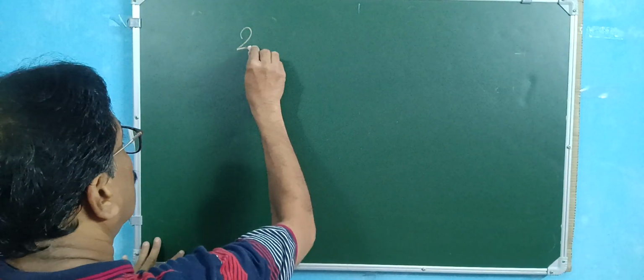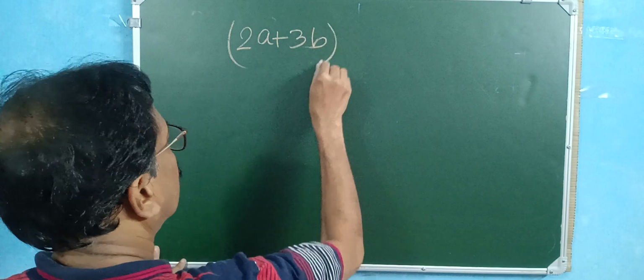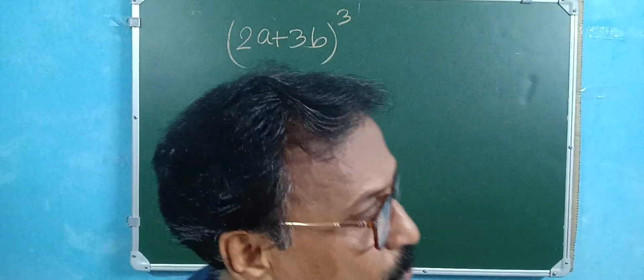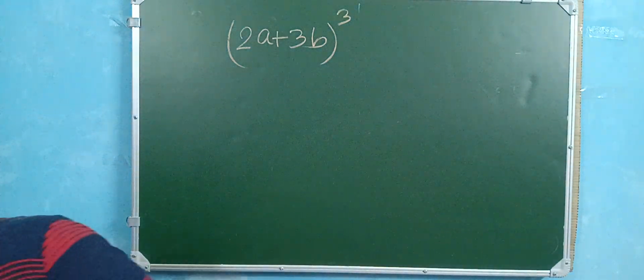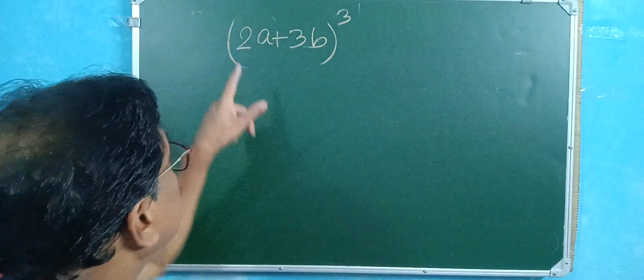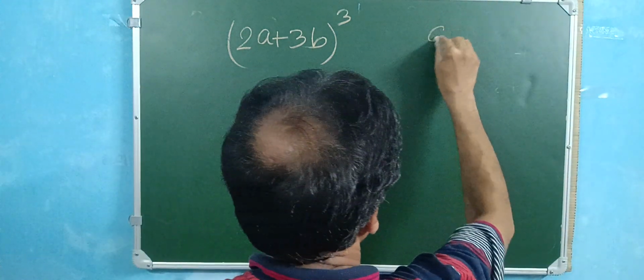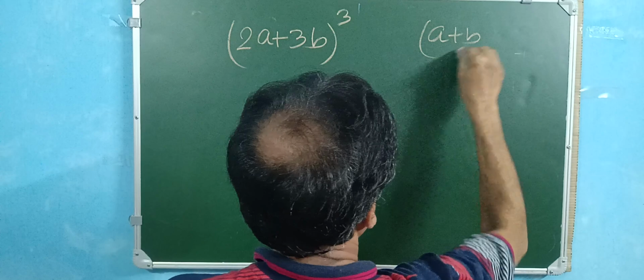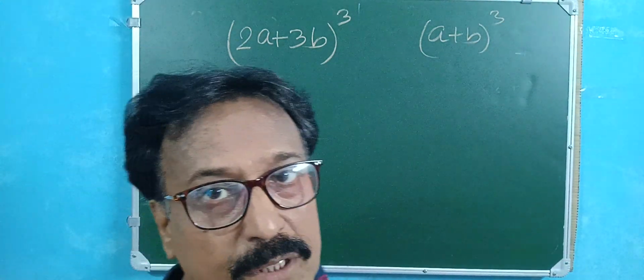Suppose 2a plus 3b whole cube. The application of the formula. Clear? No problem at all. So here this first part is a, second part is b. So I just apply the formula a plus b whole cube. You know already: a cube plus 3a square b plus 3ab square and b cube.